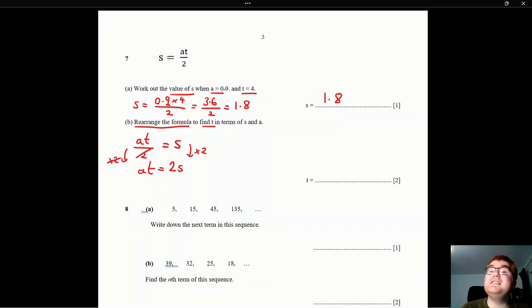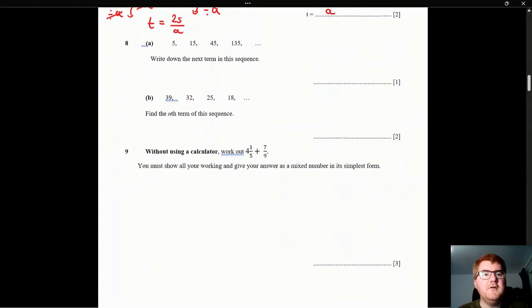Make sure your 2's and s's look very different. Then, however, we want t on its own. We have a times by a next to it. So what's the opposite of timesing by a? We want to divide by a on both sides. This cancels, giving us t here, and then we get 2s over a. When we write a division with algebra, it's better to write it as a fraction rather than using this division symbol here. So all we need to write down for our 2 marks is 2s over a.